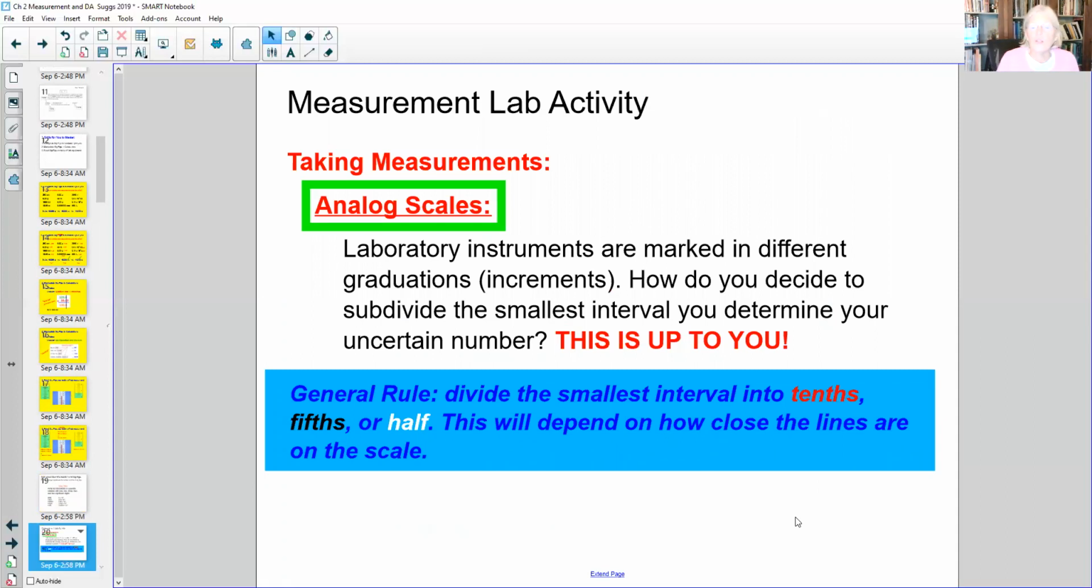So you're going to go into the lab and you're going to look at several kinds of instruments. An analog instrument has lines on it. Remember, the general rule is you get to divide the smallest interval. How you decide, either by tenths, by fifths, or by halves. But you must guess one of those digits to make the number of sig figs in the measurement.